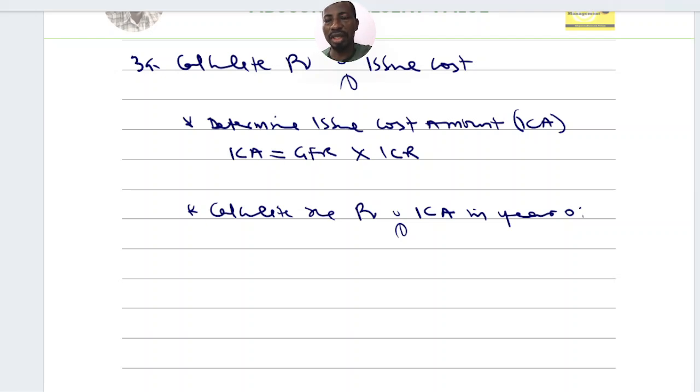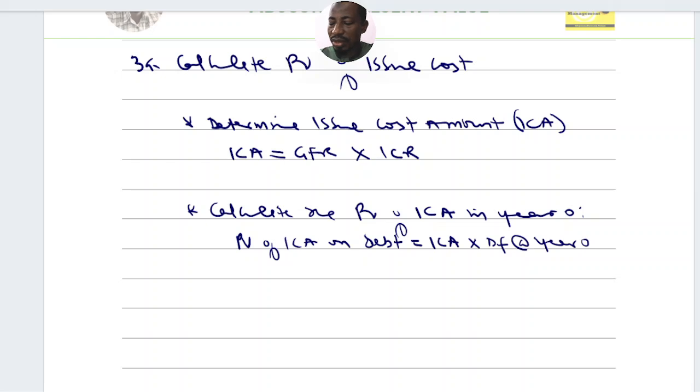There are two stages depending on whether there is debt and equity. So if you are given debt and equity, then the PV of issue cost amount on debt will be calculated as the issue cost amount on debt multiplied by discount factor at year zero. Whatever you have, put it here. Of course, this must be in brackets.